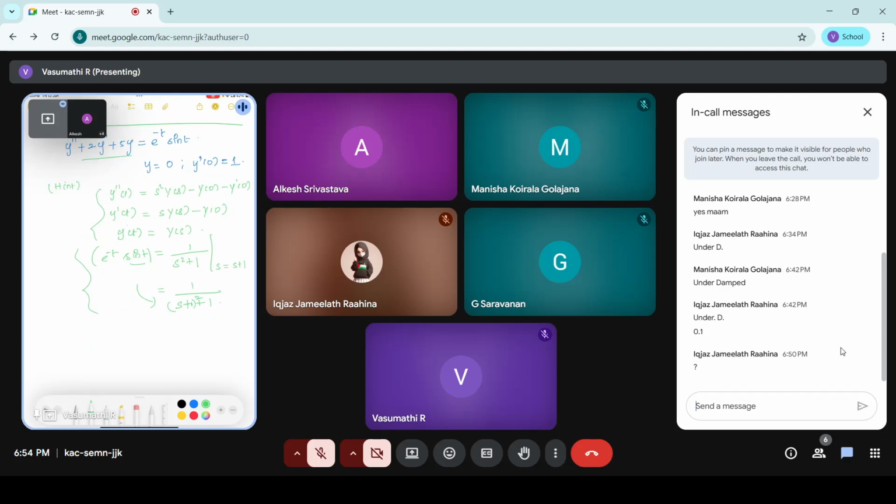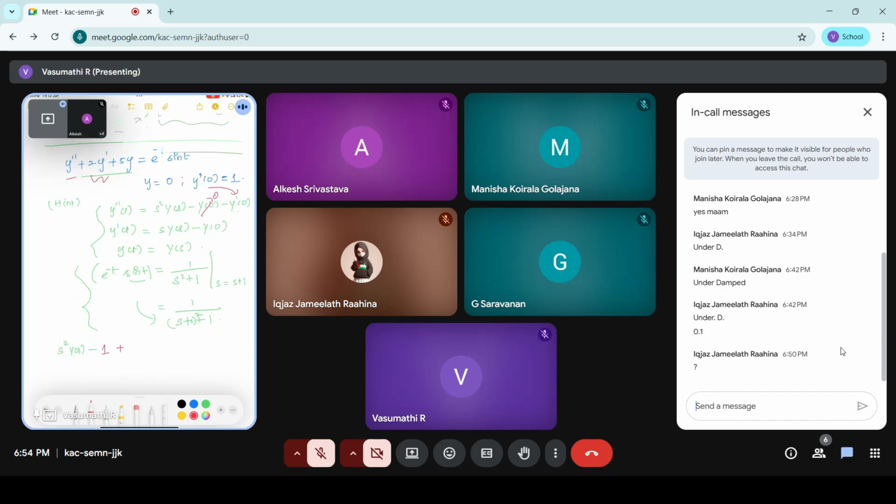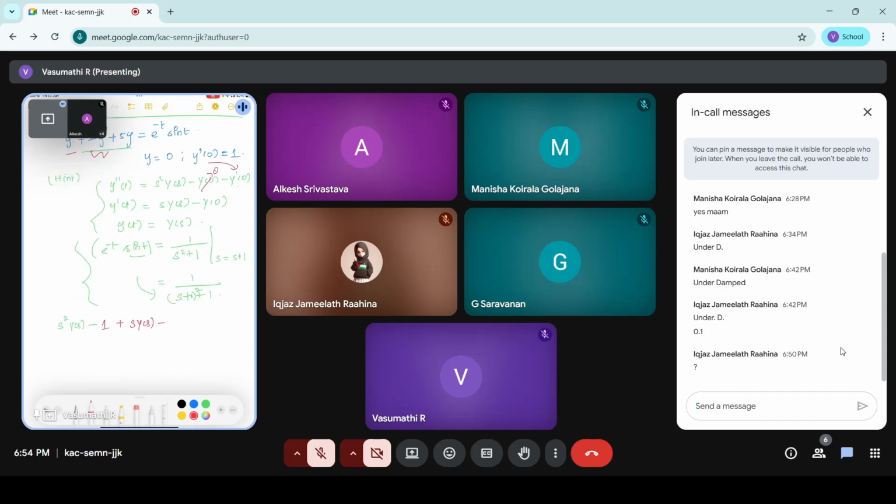Shall we solve together? I will write s square into y of s minus y naught plus 0, so this term will be 0, this term will be 0, y dash of 1 is equal to 1, so I am going to write only 1. This is for the first term. The next term, for 2y dash, will be s into y of s minus y dash of 0, which is again 0, plus 5 into y of s, because y of t is equal to y of s in Laplace. The right hand side I am going to replace with s plus 1 the whole square plus 1.